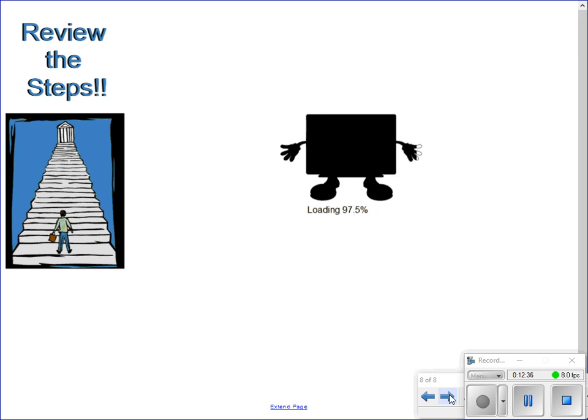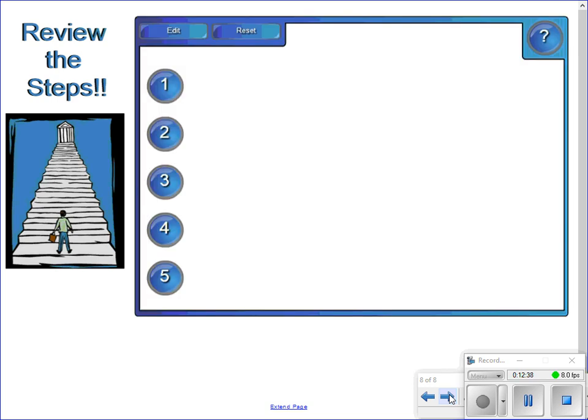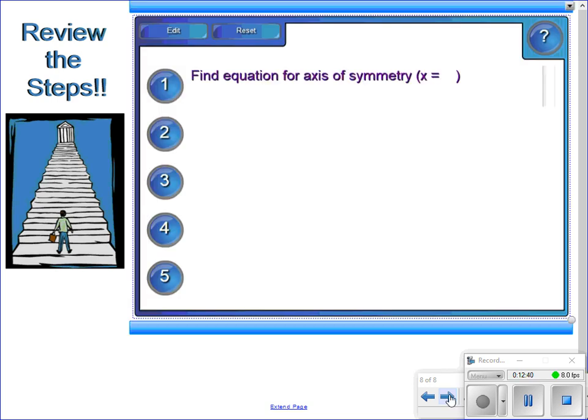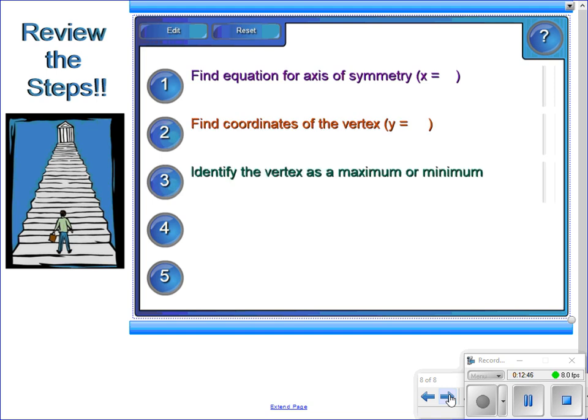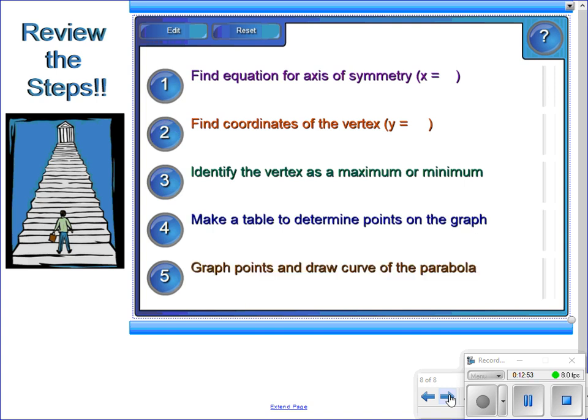Okay. Lastly, let's review the steps. The first thing that we're doing here is we are finding the axis of symmetry so that we can use that to find the vertex. Once we have the vertex, we want to determine if it's a minimum or a maximum. Make your table to determine the other points on the graph, and then graph your points. This is how we graph a quadratic equation when it's in standard form.